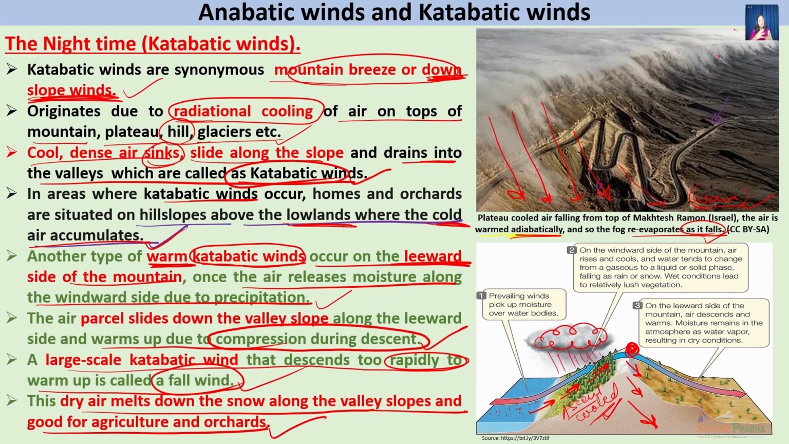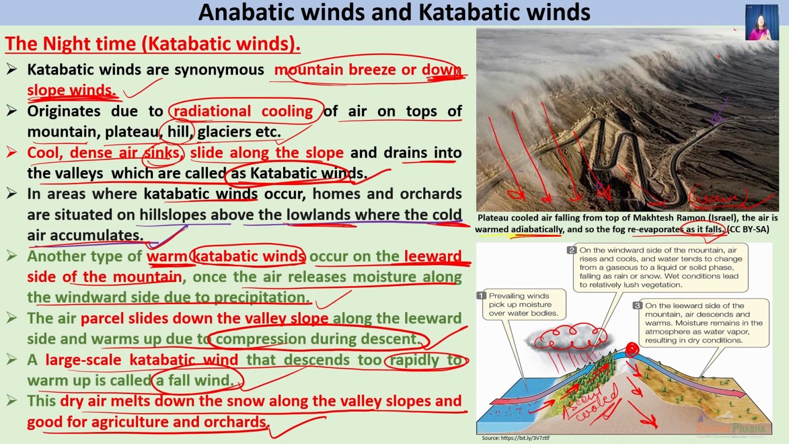One is detrimental, one causes the accumulation of fog, accumulation of cold winds in the valley regions. Another type of warm katabatic wind blows on the leeward side of the mountain or plateau, where when it descends it warms up due to compression, which is also called adiabatic warming of the air parcel.